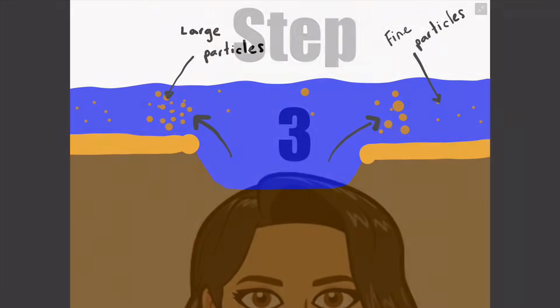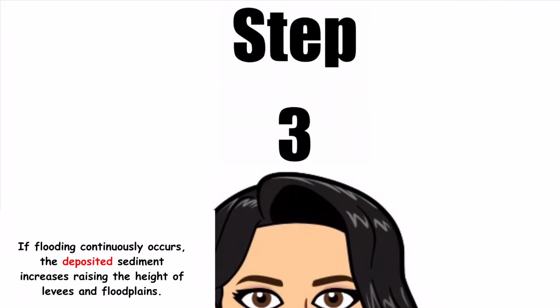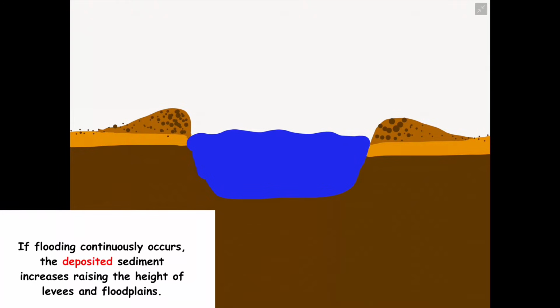Step three is when we have flooding continuously occurring along the lower course of our river, and this means that any sediment deposited will increase over time. The small fine sediment will help to raise and build our floodplains, our flat areas of land, whereas the larger particles will build up our levees, these small naturally built walls, if you like, either side of the riverbank. And these are located on the screen now in front of you.